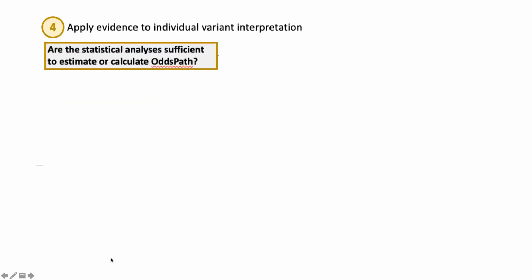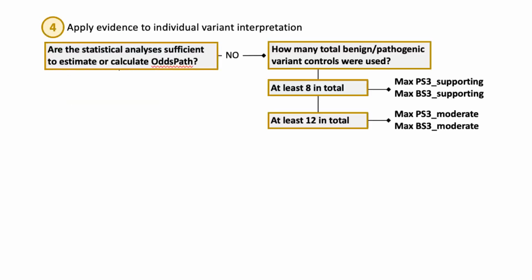So if there's enough statistical analyses to estimate or calculate an odds of pathogenicity, or if there's not sufficient statistical analyses to estimate or calculate the odds of pathogenicity, then you can first look at how many total benign or pathogenic variant controls were used. If there are at least 8, then we found that to be at the level of supporting evidence, and if there's at least 12, then that would give you at least moderate evidence.